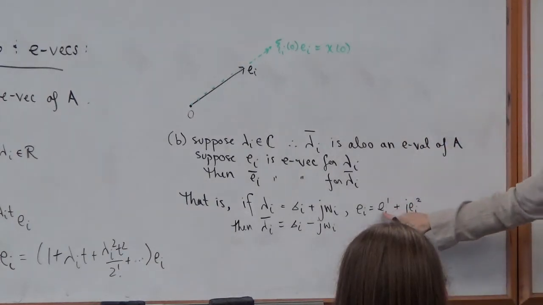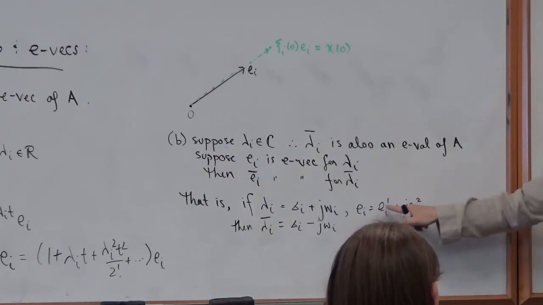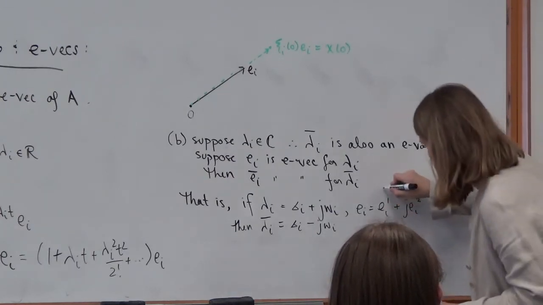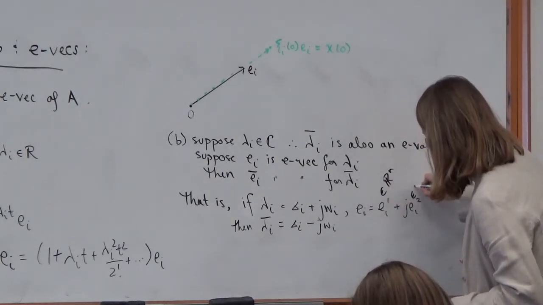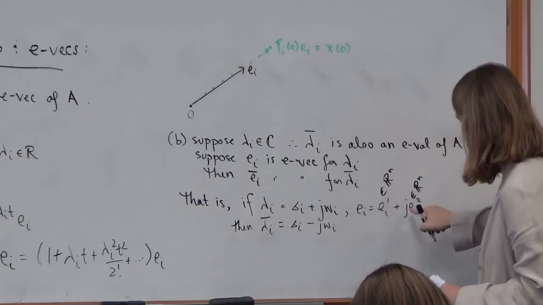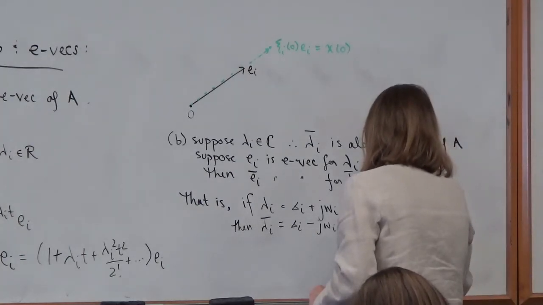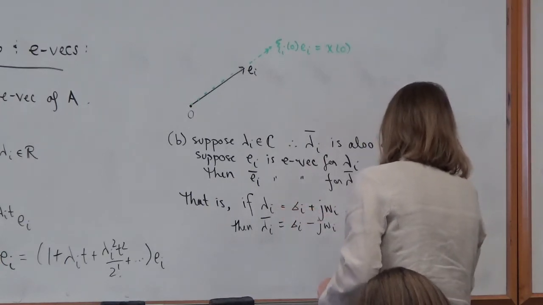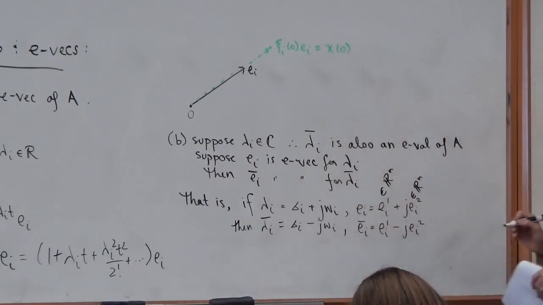Now each of these e_i superscripts is a vector in R^n. So each of these little things is a vector in R^n. The j here makes it complex, of course. Then the eigenvector associated to the complex conjugate of lambda i, or lambda i bar, is e_i^1 minus j e_i^2.